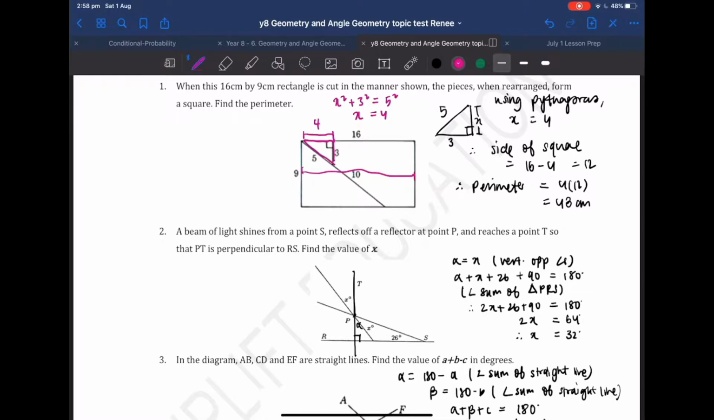Because when you rearrange this, you're just moving this smaller triangle down here, and then this shifts down, yeah? So all you had to do was find that length using Pythagoras. So you find that to be 4.